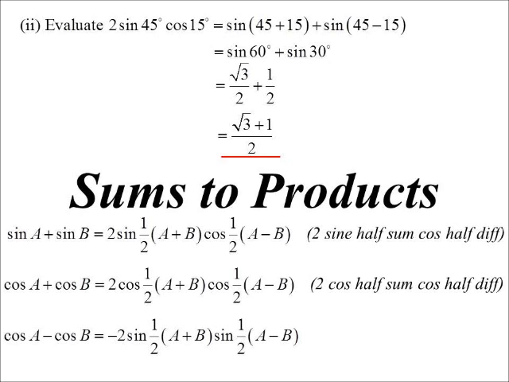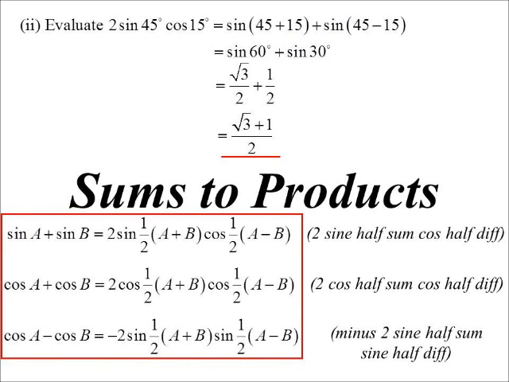Cos A minus cos B. Well, the minus here, you notice, starts with a minus over here. So it's minus 2 sine half sum sine half diff. Again, it's a bit different because of the minus there instead of the plus, and that's why I've got sines instead of coses. It's a bit different.